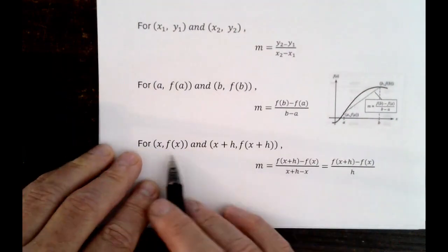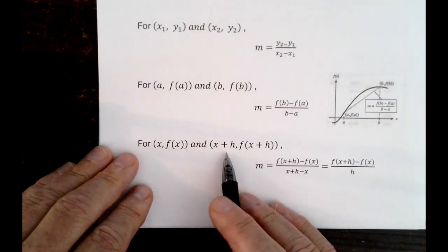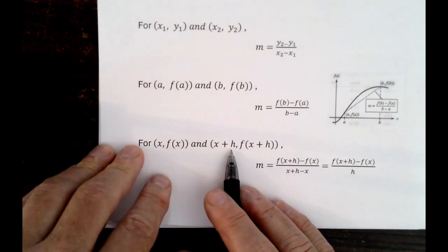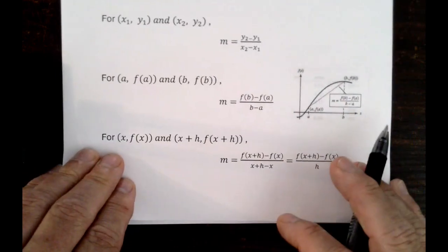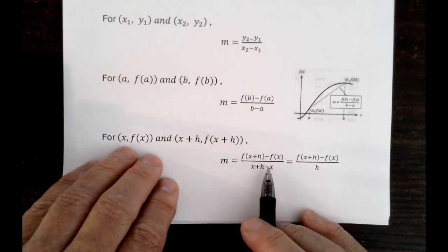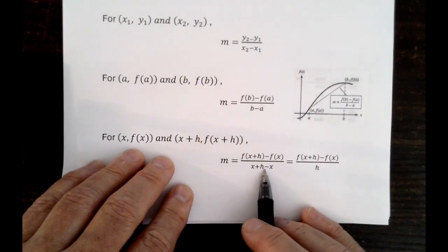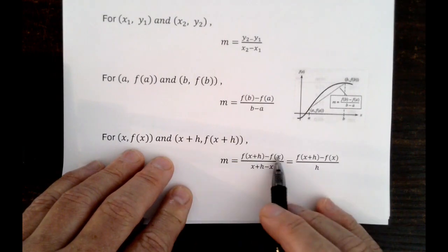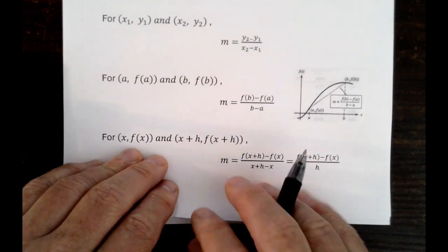So then you can also talk about x, f of x, and x plus h, f of x plus h. H is going to be a very small number that gets infinitesimally small, almost to the point of 0. And when we analyze this, we're going to be able to find a technique or an idea called the derivative. But for now, M is f of x plus h minus f of x over x plus h minus x. And x plus h minus x is just h. So this thing becomes the difference of the f of x plus h minus f of x, all divided by h.